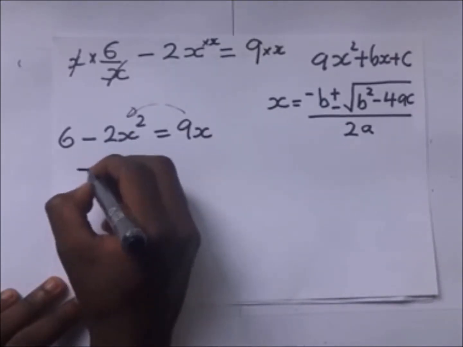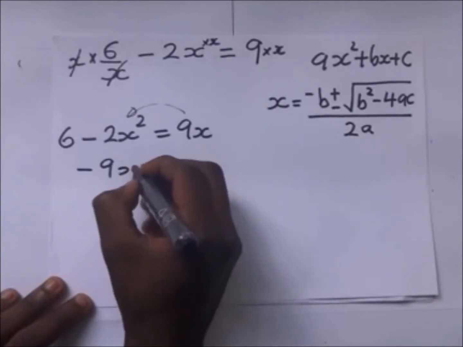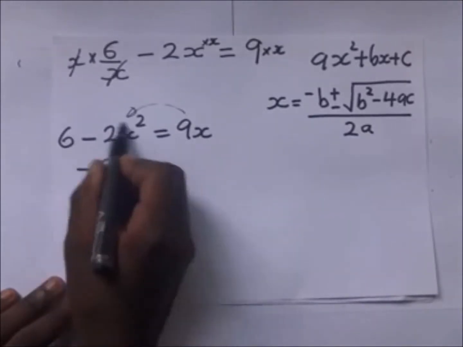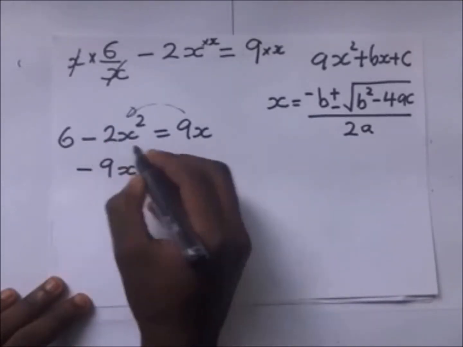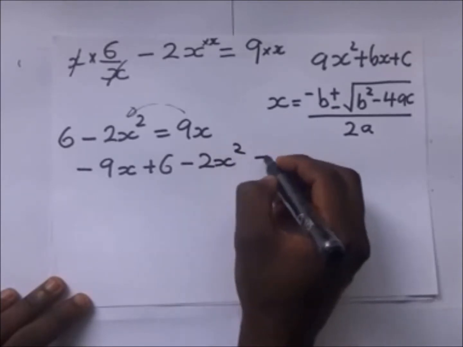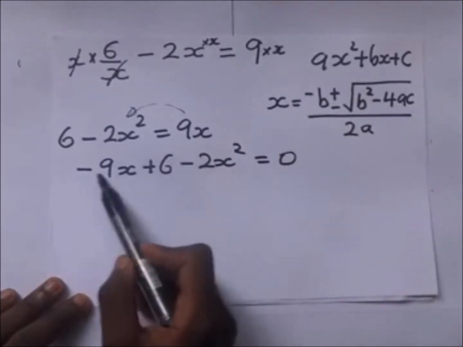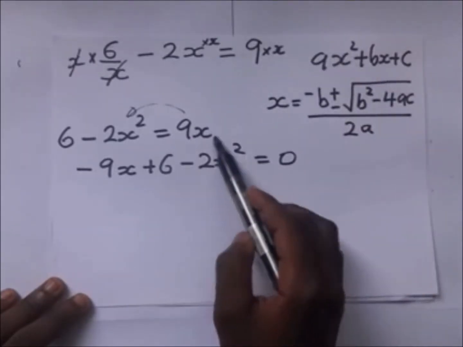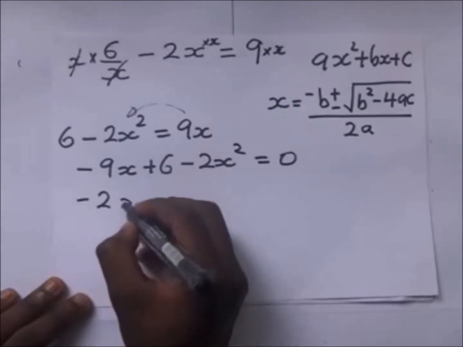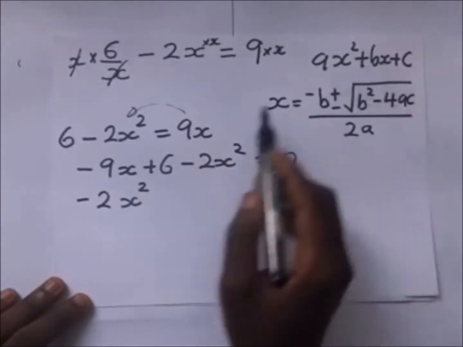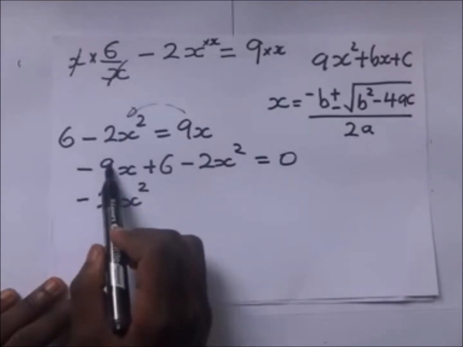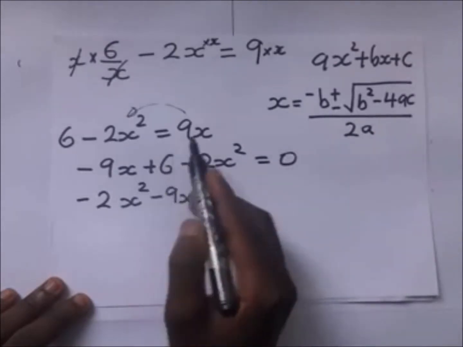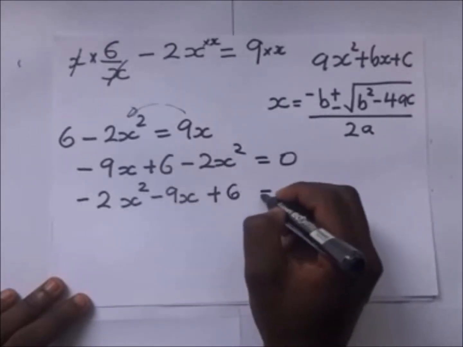So you shift this 9x to come this way. When the 9x comes this way, it becomes negative 9x. Then we have 6 minus 2x squared is equal to 0. So you rearrange this equation to look like this: ax squared plus bx plus c. So the ax squared is this. So it's going to be minus 2x squared plus bx. Our bx is this, negative 9x. So it's minus 9x plus c. And our value of c is positive 6, equal to 0.